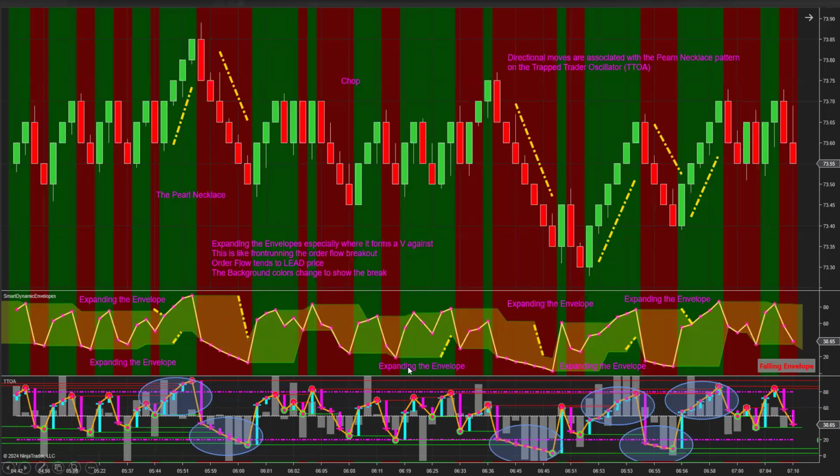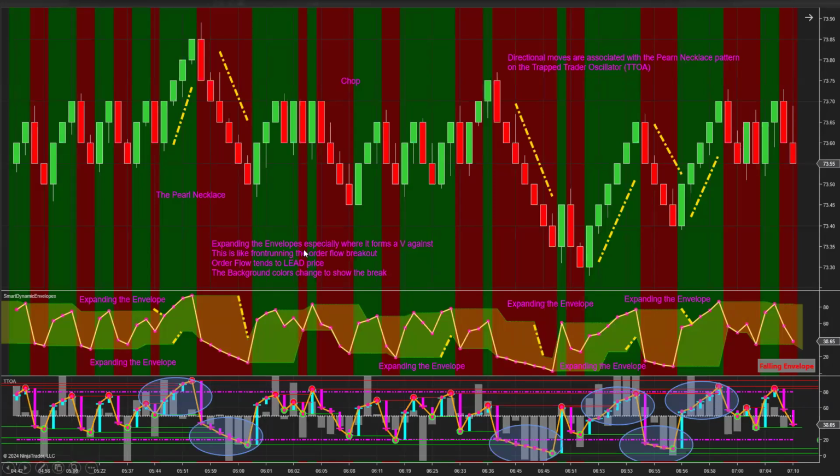But the envelopes are being expanded over in here into this pearl necklace, and not so much over on this one. This one wasn't so great, but it did expand first here, and that's certainly enough to get involved with that, and expanding here. So you see that in a lot of cases, you're forming this V, and then you break the V.